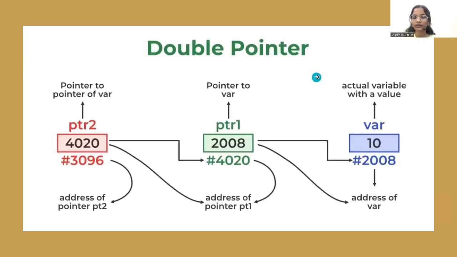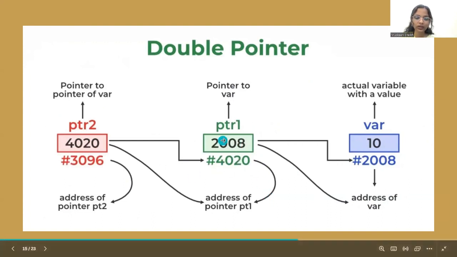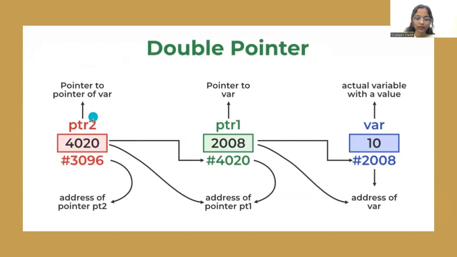So here is how a double pointer usually works. You define a variable. This has the value 10, and 2008 is the address of the variable. The single pointer stores the address of the variable. So pointer 1 is storing the address of the variable, and 4020 is the address of pointer 1. Our double pointer will be saving the address of pointer 1, which is 4020. So the pointer to a pointer will be storing pointer 1's address, and pointer 1 will be storing the address of the variable. And the actual variable with the value here is 10.